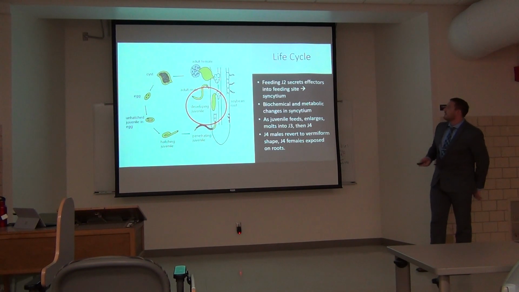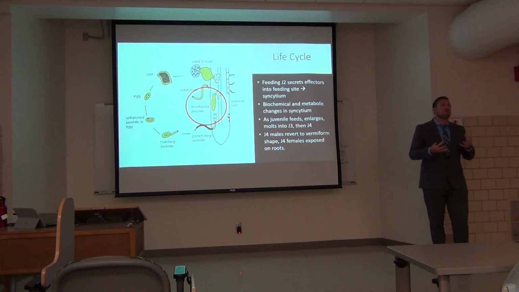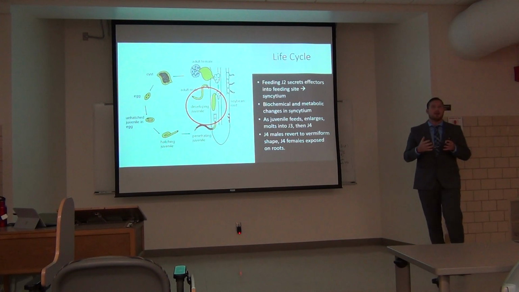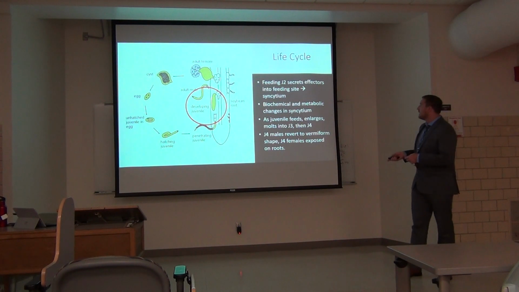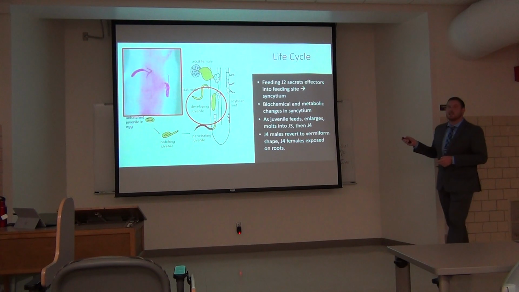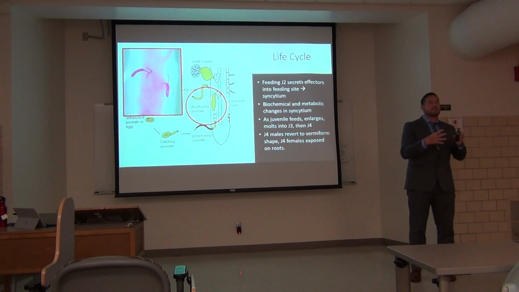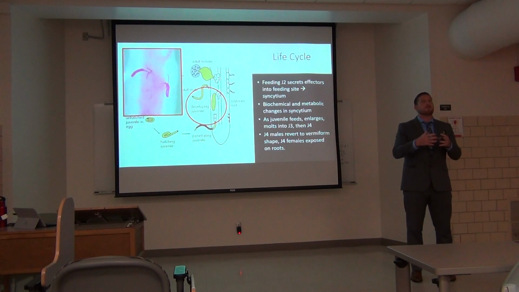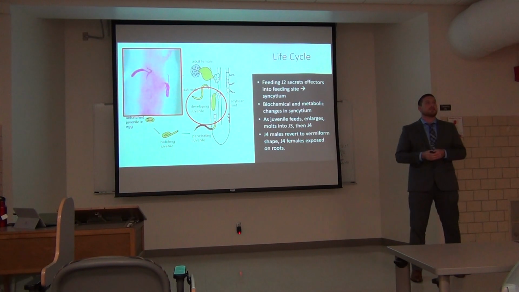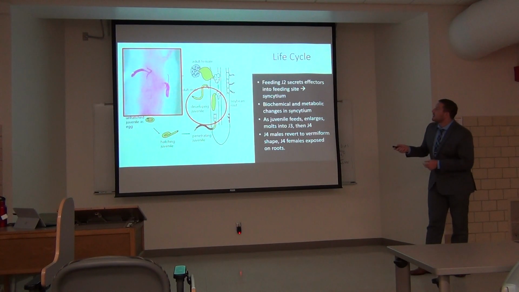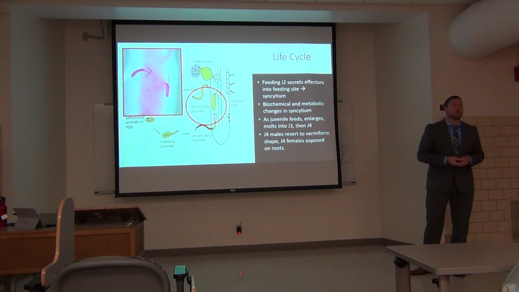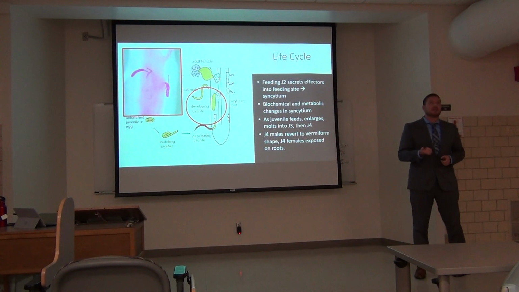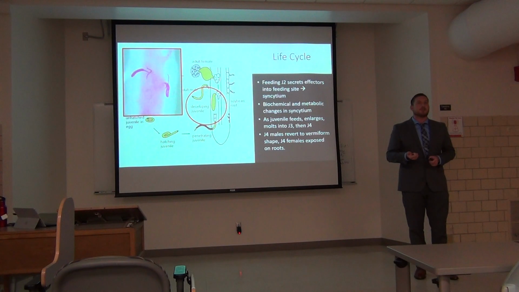Once inside the root, the feeding J2 secretes effectors, or proteins, into this feeding site to turn it into a syncytium, a specialized feeding site for the soybean cyst nematode. Here we have biochemical and metabolic changes to that feeding site that allow it to become such a nutrient sink, enabling the developing juvenile to get larger and larger and steal more from the plant. So this is what it looks like with the nematode getting larger and larger within the plant. Here, as the juvenile feeds, it molts again into the third stage juvenile, and once again into the fourth stage juvenile.